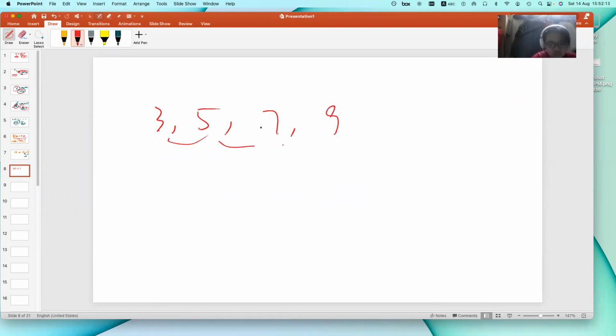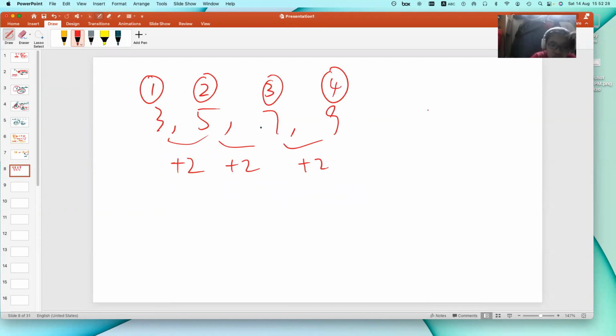3, 5, 7, 9. So the difference is all 2, right? Yeah. Okay, the formula: this is the first, this is the second, this is the third, this is the fourth, right? So now let's say they ask for the 21st. Okay, then you have to find out this. So instead of finding out the first, I find out what's n first.